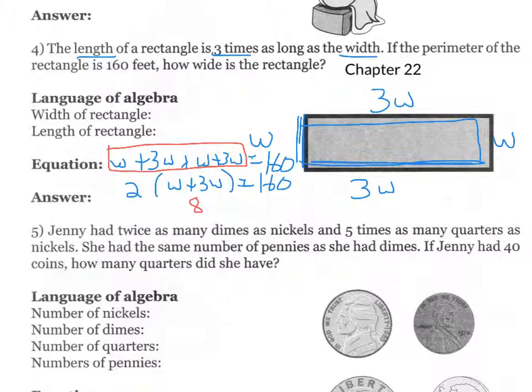So 8 times the width. The perimeter equals 8 times the width. So 8 times the width is 160. If we divide that by 8, we get width equals 20.